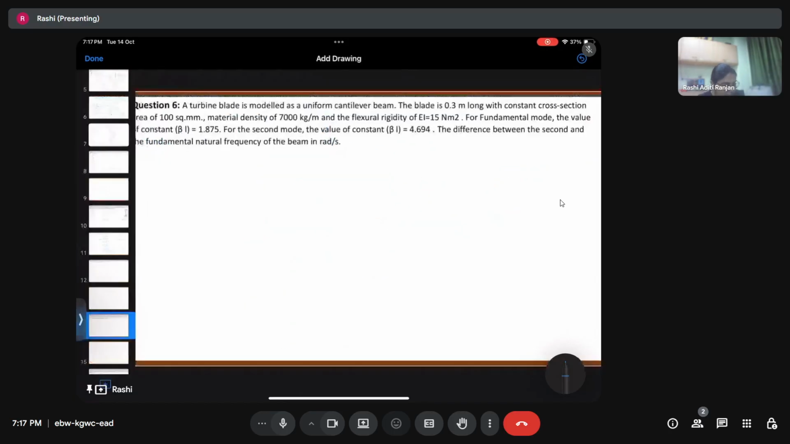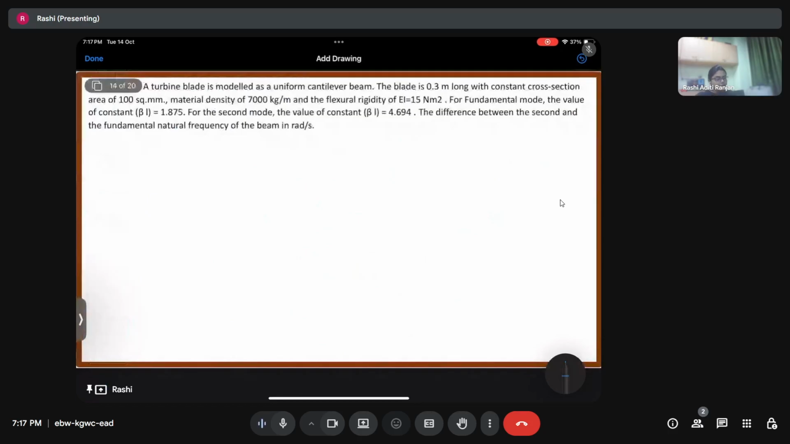Now coming on to the next question. We have a turbine blade modeled as a uniform cantilever beam. The blade is 0.3 meter long with a constant cross-sectional area of 100 square millimeter, material density of 7000 kg per meter cube, and the flexural rigidity EI equals 50 Newton meter square. For the fundamental mode, the value of the constant beta L is 1.875. For the second mode, the value of beta L is 4.694. Find the difference between the second and the fundamental natural frequency of the beam in radians per second.